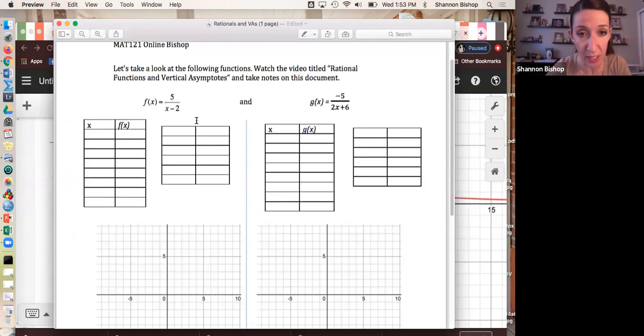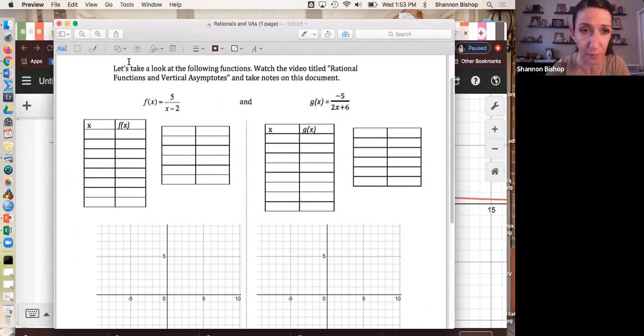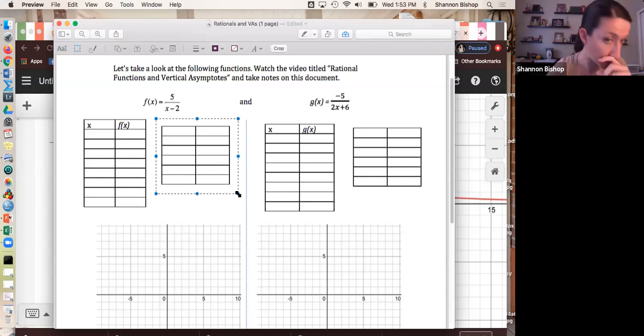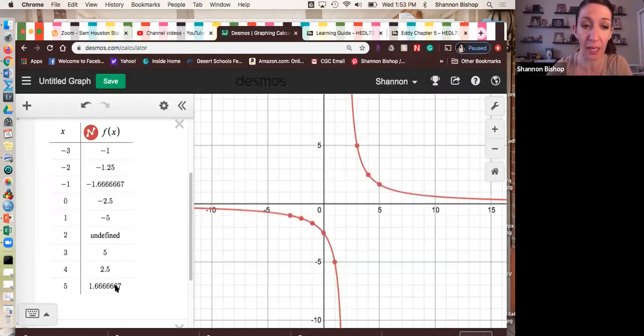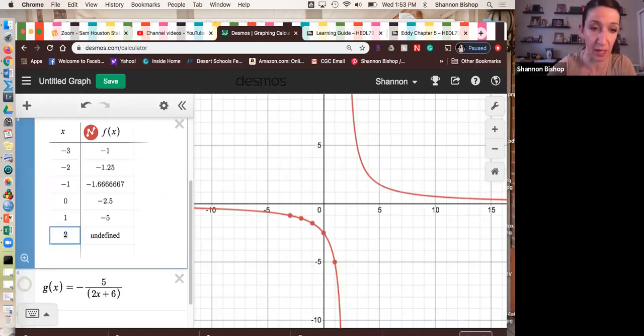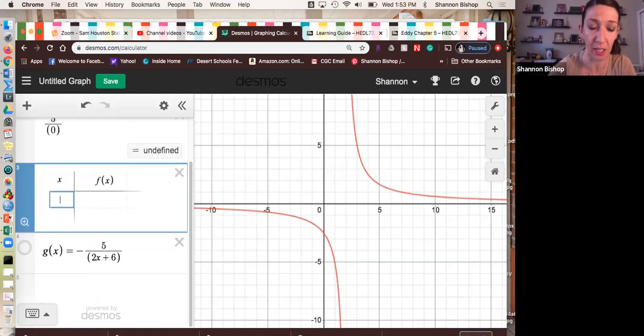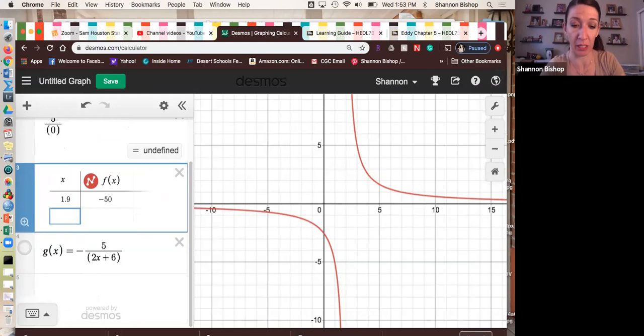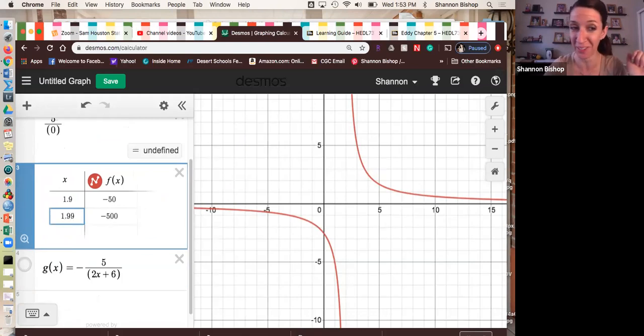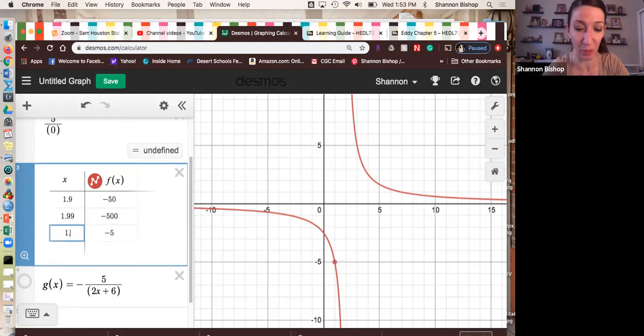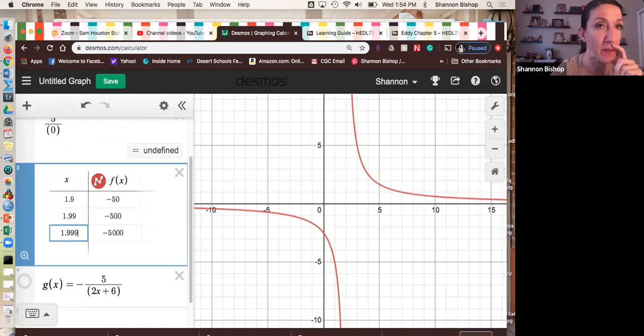But now in this next little table on this side of the chart, I want us to plug in numbers that are really, really close to 2. Okay, fine. I can't plug in 2, but can I plug in, I'm going to delete my table so I can get some fresh numbers in here. I can't plug in 2, but can I plug in 1.9? Yes, I can. Can I plug in 1.99? Yes, I can. Can I plug in 1.999? Yes, I can.